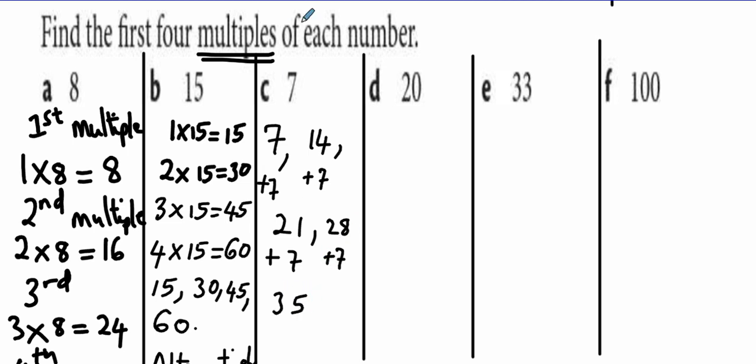But because the question needs the first 4 multiples of 7, this is 1, 2, 3, 4. So 35 is not supposed to be in the list. Why? Because the question says find the first 4 multiples. So let us get a list of them. The multiples of 7 are 7 itself, and then we got 14, then 21, and then 28.